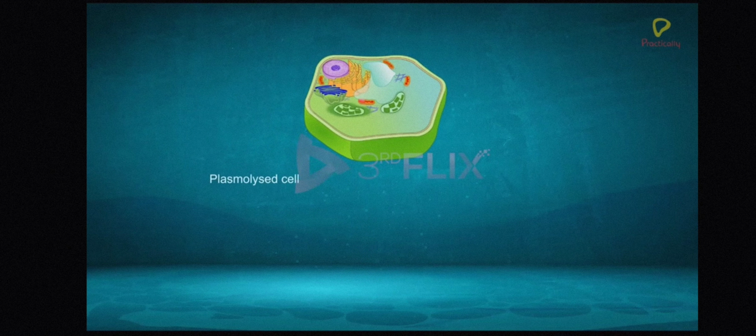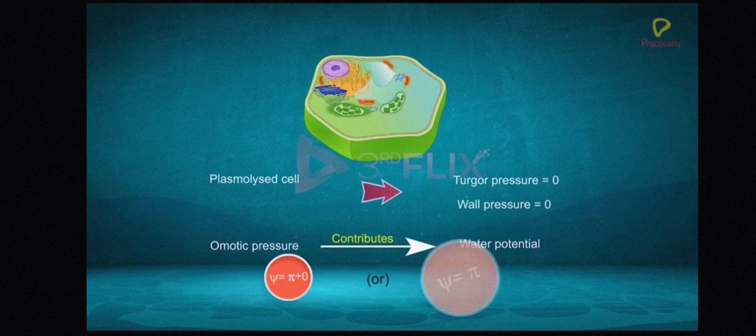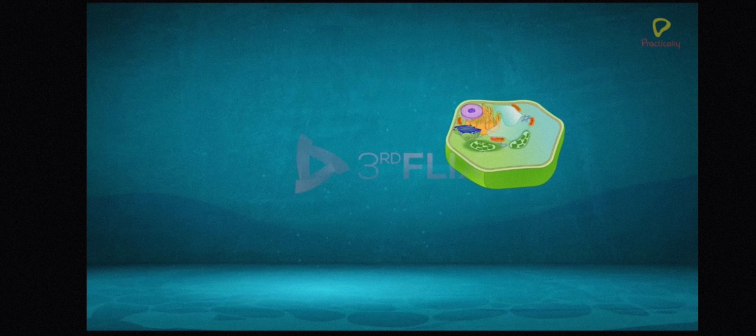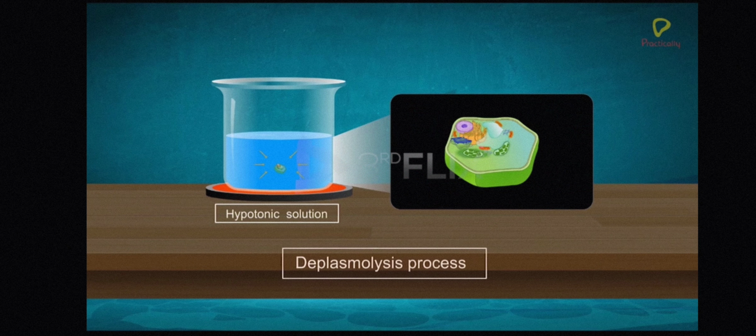In a plasmolyzed cell, the turgor and wall pressure remain zero. Osmotic pressure contributes to the water potential. A plasmolyzed cell, when kept in a hypotonic solution, regains water by osmosis, and the process is called deplasmolysis.